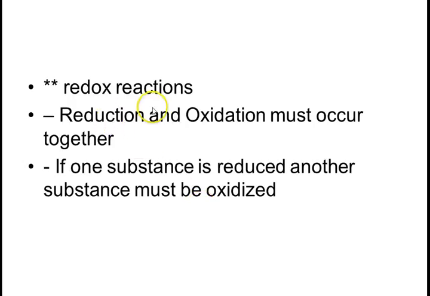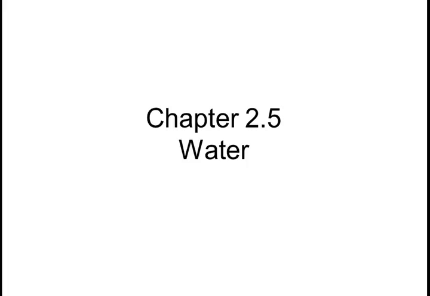Okay, redox reactions, reduction, oxidation, these have to occur together. If one substance is reduced, the other has to be oxidized. So if one substance gains an electron, that electron didn't come out of nothingness. It came from somewhere. It had to come from another substance that had to be oxidized.